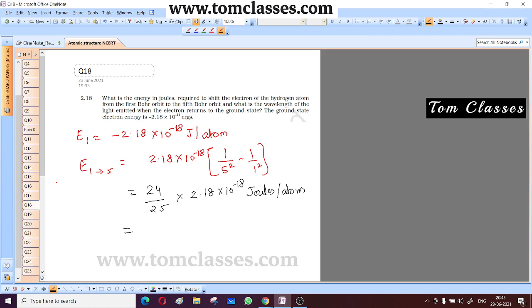So what is this value? Yes, let's try to calculate it. 2.18 into 24, divided by 25. Okay, so this value will be 2.093 into 10 to the power minus 18 joules per atom.